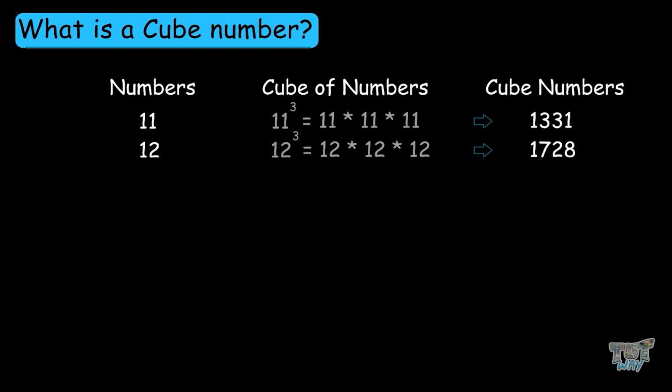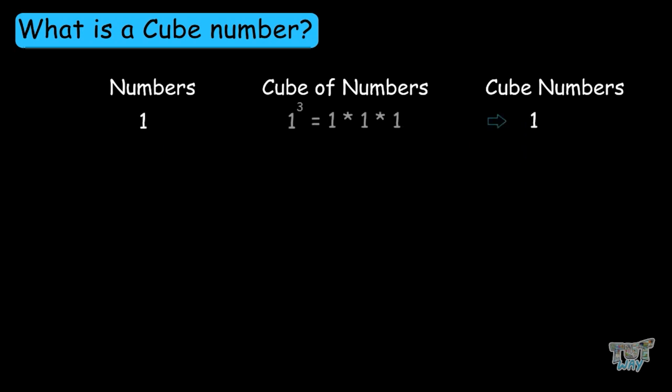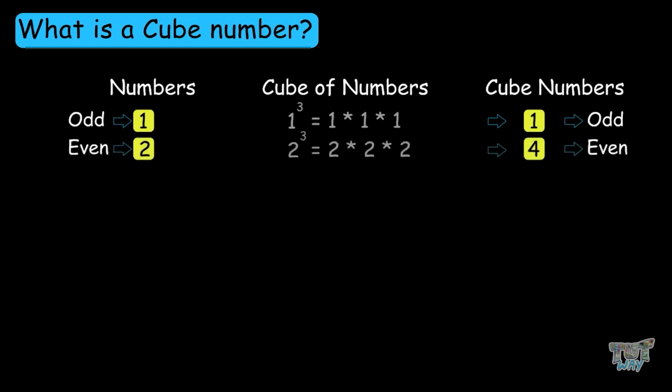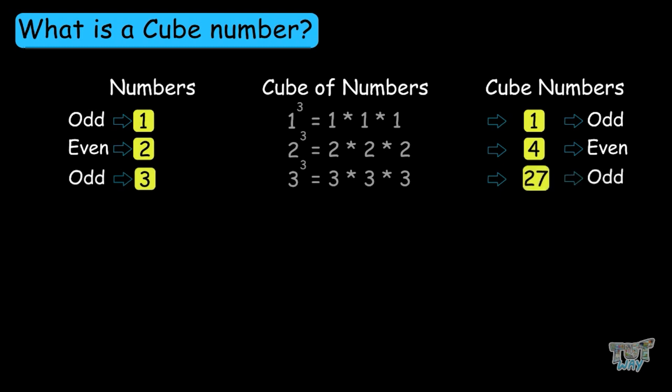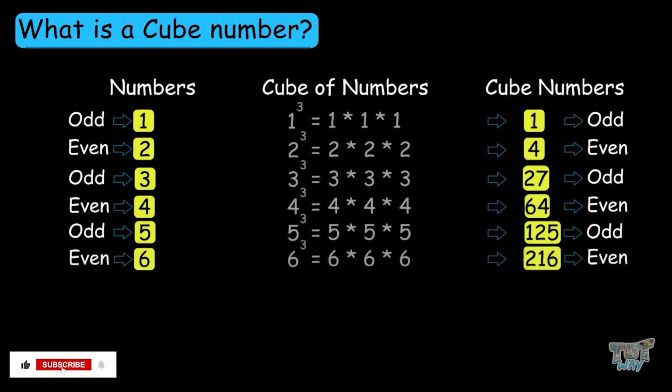Now you can notice one more thing of cube numbers. Notice how the cube of an even number is an even number and the cube of an odd number is odd. Let's see. Cube of 1 is 1, it's odd. Cube of 2 is 8, it's an even number, and 2 is even. Cube of 3 is an odd number. 3 is also odd. Cube of 4 is also an even number. 4 is even too. Cube of 5 is 125. Both are odd. Cube of 6 is an even number, as 6 is an even number. So, cube of even numbers are even numbers, and the cube of odd numbers are odd numbers.